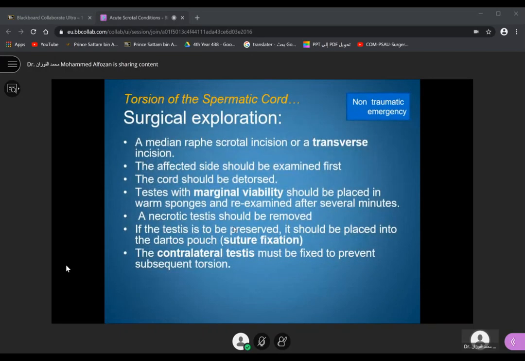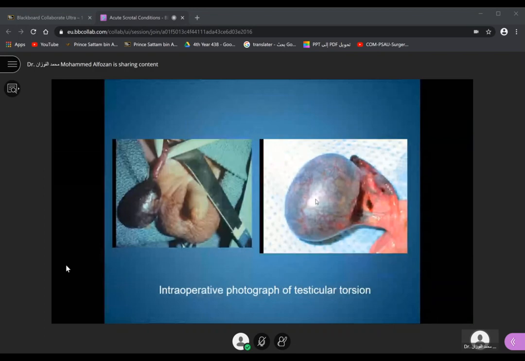So you start by exploring the affected side. You will examine under anesthesia, and then you will make your incision and explore the testis. Is it viable or not? Once you establish that there is ischemia, you try to detort the testis, return it to the normal anatomical position, and wait and rub the testis in a warm gauze, as you can see here.